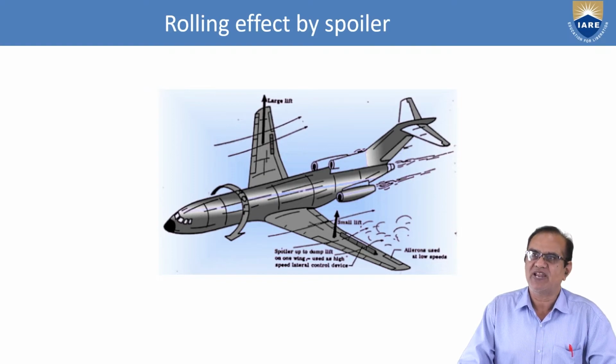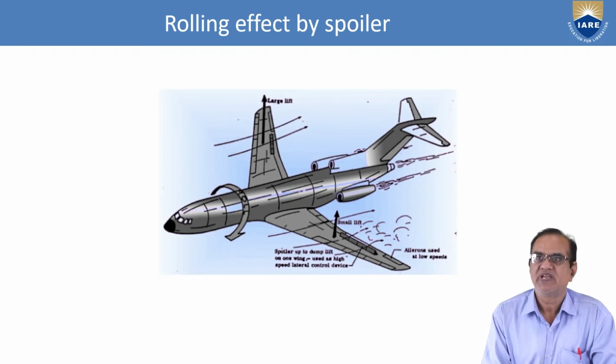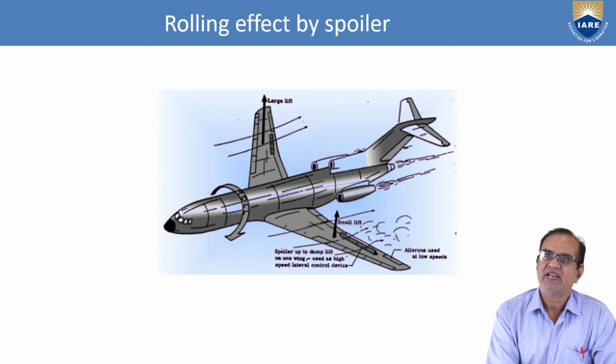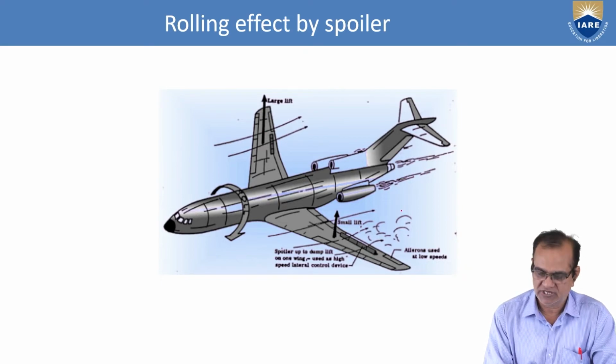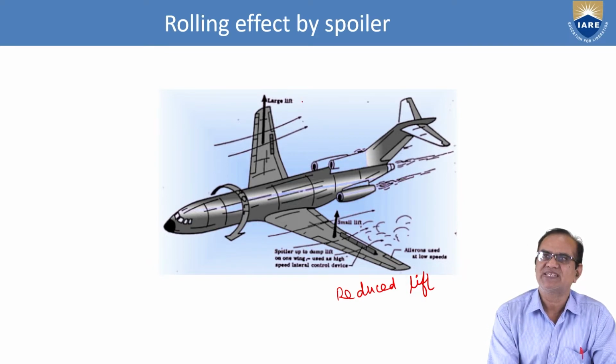Rolling effect by the spoiler, how these spoilers are affecting. If you see here, the left wing, if you raise the spoiler like this, here the lift will be reduced. This wing will have reduced lift, and this wing will have increased lift.